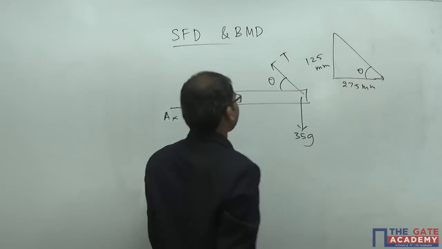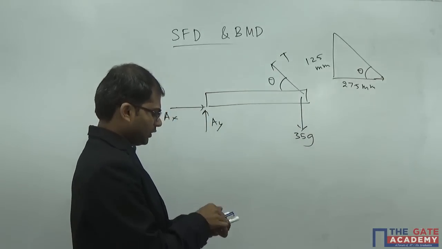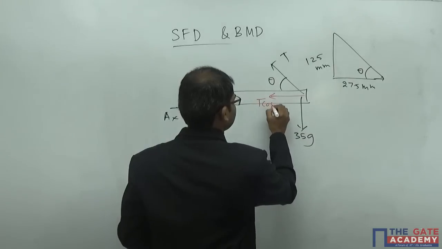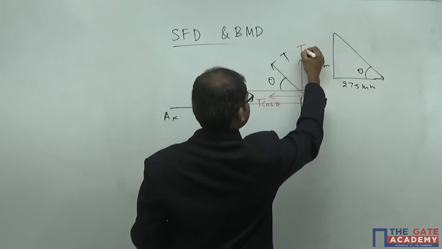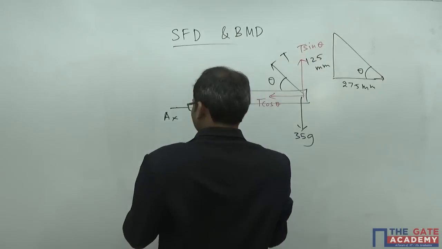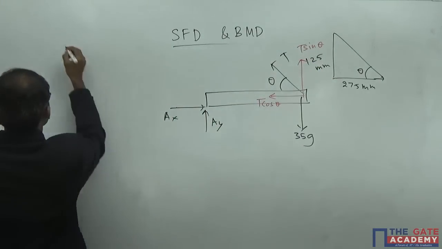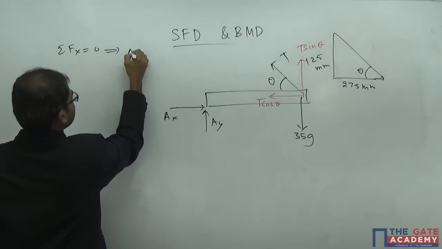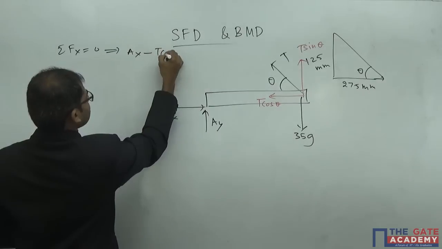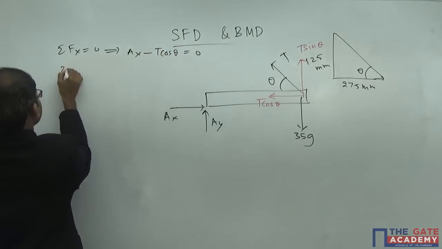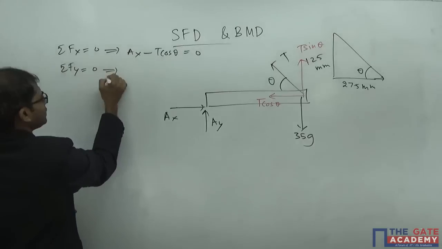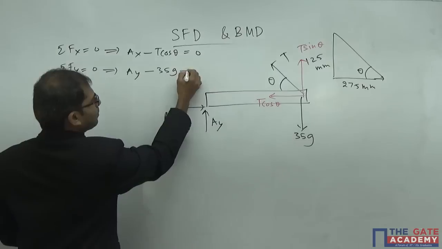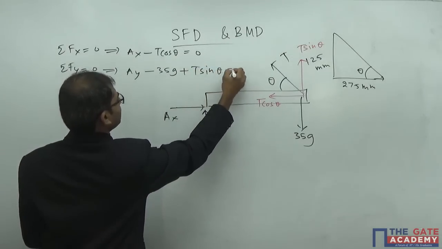Here we're going to resolve this force, the tension T, in horizontal and vertical directions: T cos theta, T sin theta. Now let's write down the equations. First, net force in x direction is equal to 0, so Ax minus T cos theta is equal to 0. Net force in y direction is equal to 0, this gives the equation Ay minus 35G plus T sin theta is equal to 0.